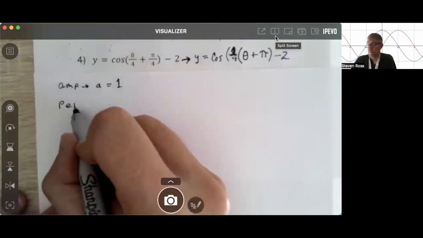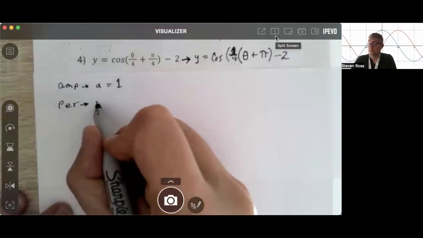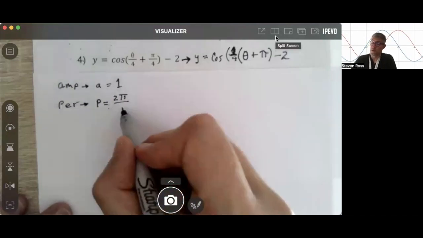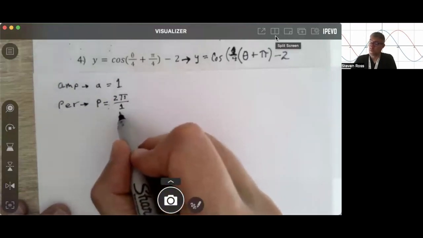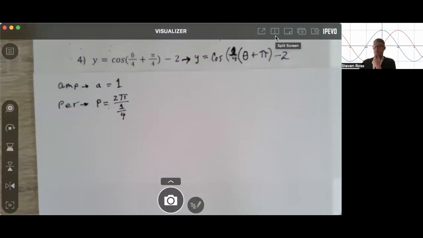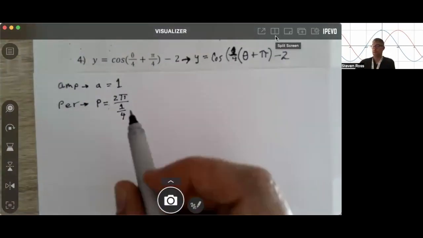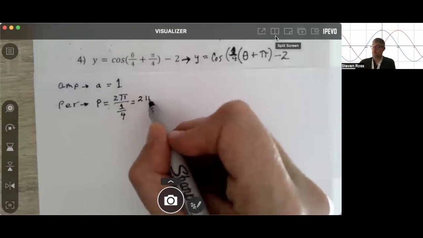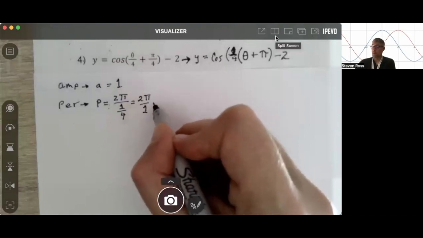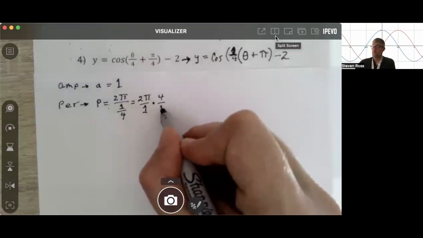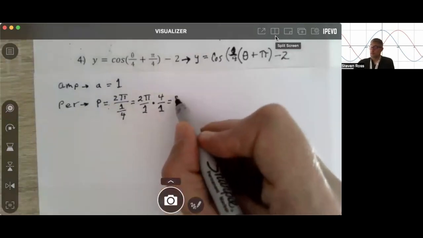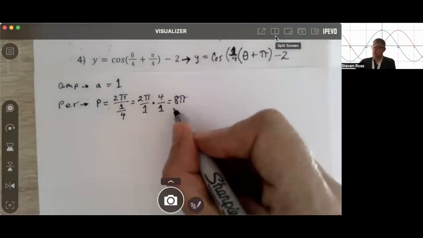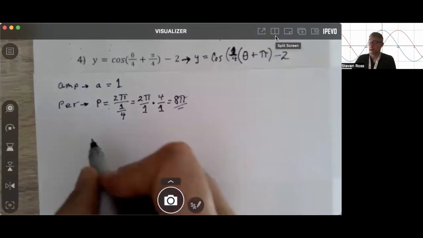Period. Well, we are going to have to do a little bit of work. The period P is equal to 2 pi over 1/4. Well, this is one of those situations where I'm dividing by a fraction. So what I want to do is invert and multiply. So that gives me a 2 pi over 1 times 4 over 1. And that gives me a grand total of 8 pi. So my period must be 8 pi.